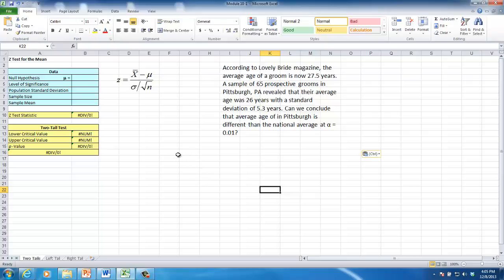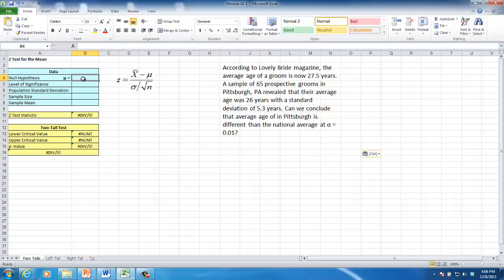Right now, the first thing we need to decide on is if this is a two-tail, left-tail, or right-tail test. Since it doesn't say Pittsburgh is less than or more than, but specifically asks if there is a difference, we need to do a two-tail test. Then you need to pick two-tail here. If the question was whether Pittsburgh has a lower average than the national average, then we would probably use a one-tail test. So let's put our data here.